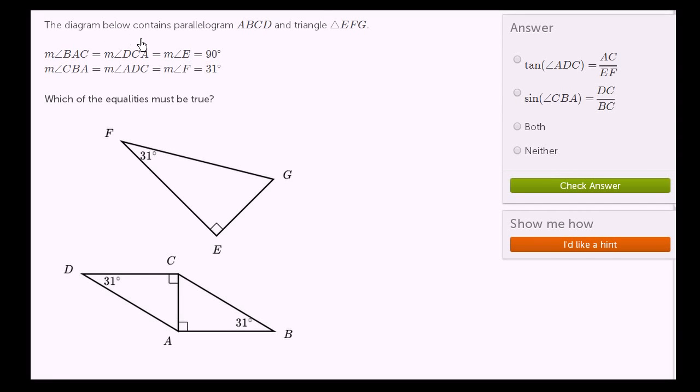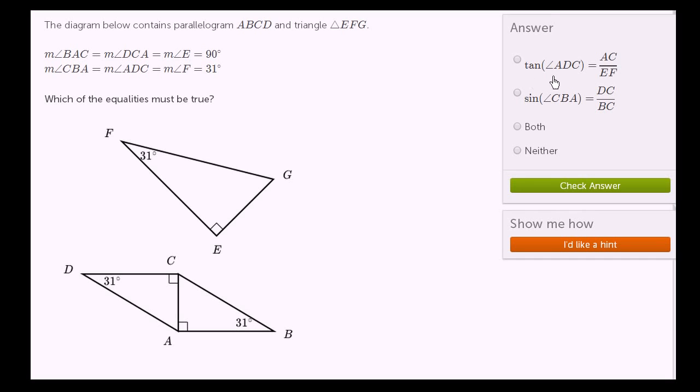The diagram below contains parallelogram ABCD and triangle EFG. They tell us which of the angles have a measure of 90 degrees, and they label it here as well. They also tell us which of the angles have a measure of 31 degrees, and they label it here as well. Which of the equalities must be true? I encourage you to now pause this video and try to figure this out on your own.